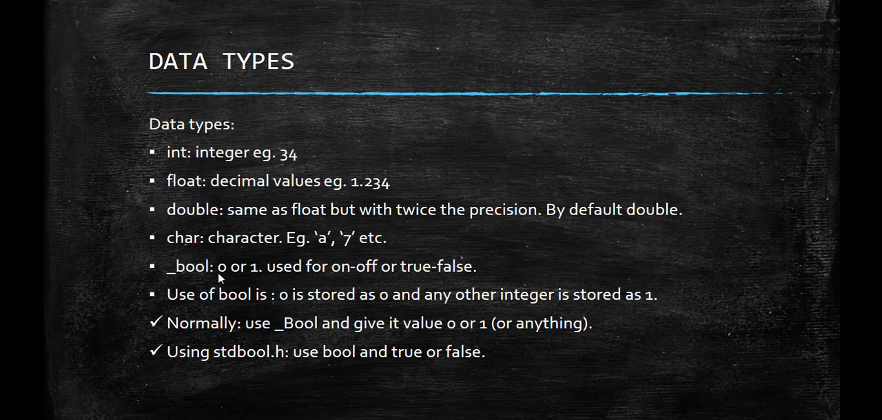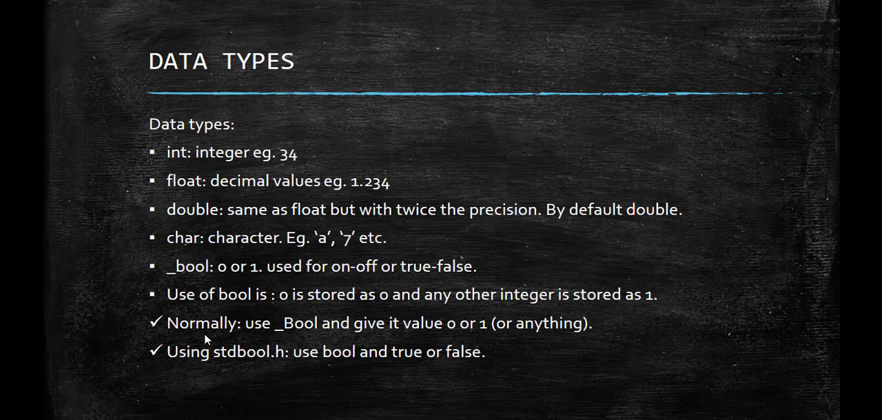As you know, Bool is used to store only two values, either 0 or 1. It can be used for situations where we want to show on-off behaviors or true or false. How Bool is used is that when you assign 0 to the Bool variable, it will be stored as 0. On the other hand, if you provide it any other integer or any other value, it will be stored as 1, because Bool takes in 0 as 0 and regards any other value as 1. So that's about how Bool stores values.